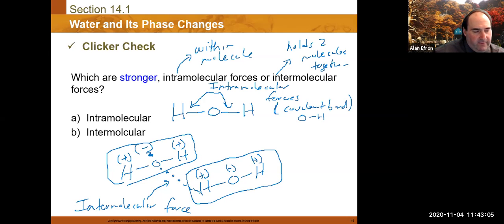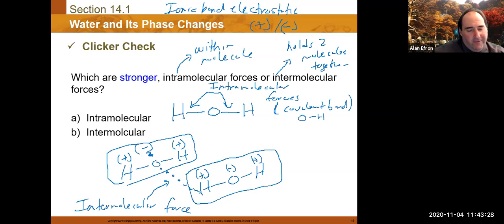So intramolecular force is within a molecule, like covalent bonding. For ionic bonding, that is also an intramolecular force. When you have an ionic bond, that electrostatic attraction, which is that fancy positive-negative attraction, that is an intramolecular force. That is a super strong intramolecular force.